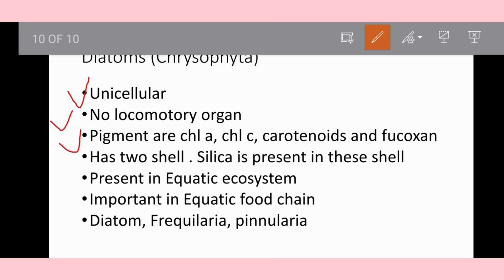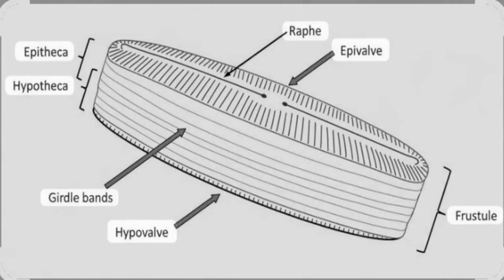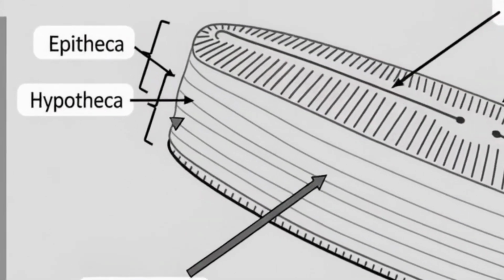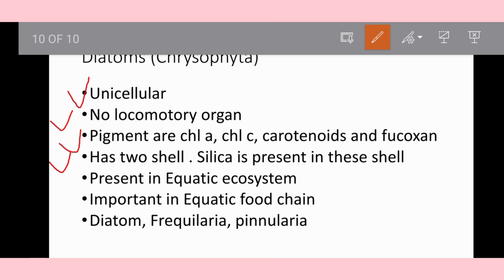Diatom has two shells. Next point is diatom has two shells. These shells are like compartments. The shell is made of silica. Silica is present mostly in stones, brick, etc. Upper shell is called epitheca. Lower shell is called hypotheca. They are joined by girdle bands.